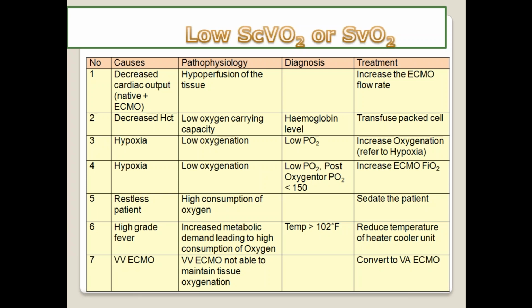If the patient is restless, has a high-grade fever, anything which will increase the metabolic activity, your demand is increased, so you have to increase the supply. So you either sedate the patient, reduce the temperature and maintain the temperature, and in case of VV ECMO, if the cardiac output is still not able to be maintained, you convert to VA ECMO.